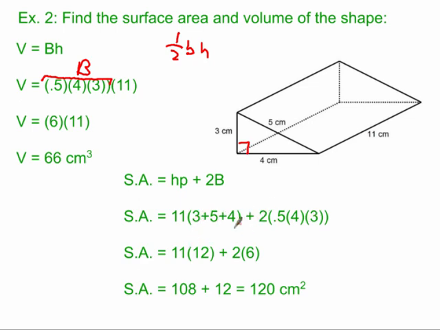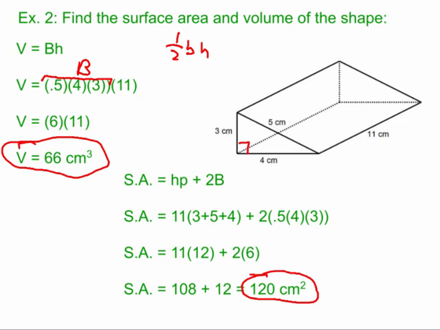So 3 plus 4 plus 5 is 12. So I do 11 plus 12. 0.5 times 4 times 3 is 6. So I'm going to do 2 times 6. 11 times 12 is 108. 2 times 6 is 12. Add them up, and I get 120 centimeters squared. So the area of the outside of this shape is 120 centimeters squared. And the volume is 66 centimeters cubed. And there we go. We've done the volume and surface area.